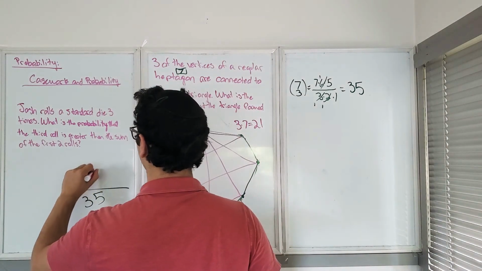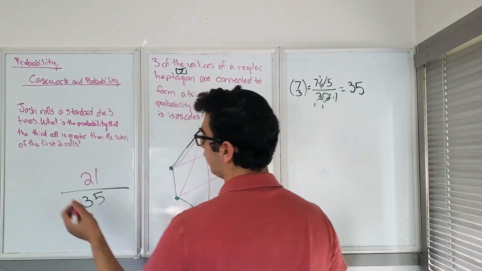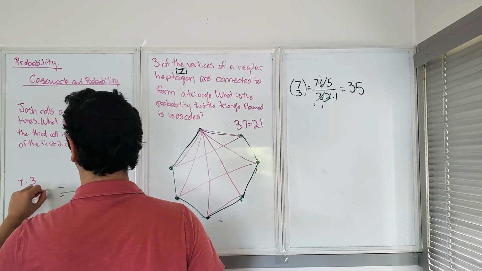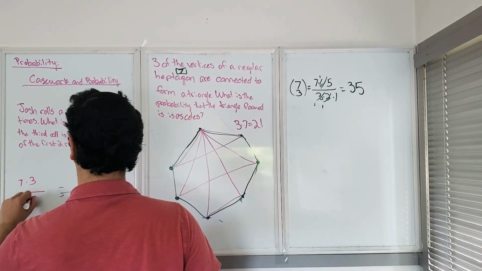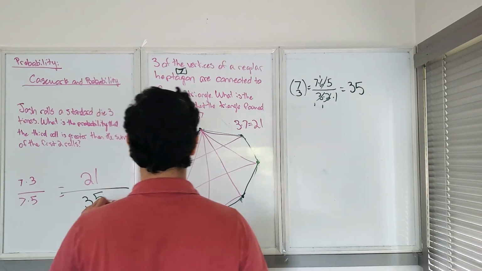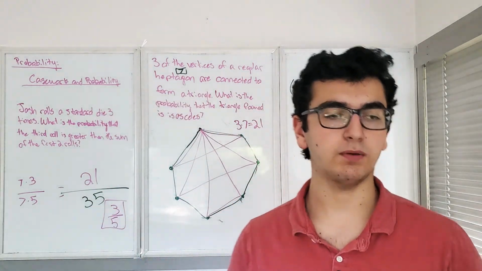So our answer is going to be 21 over 35. You can factor out a 7. That's 7 times 3 over 7 times 5. So our final answer is 3/5 of the time, which is the majority.